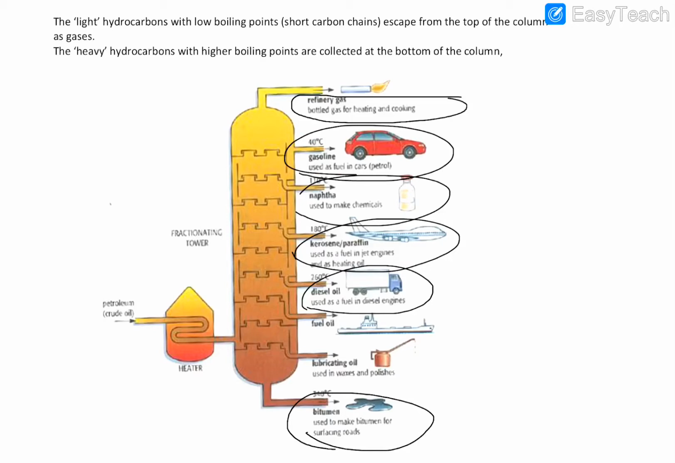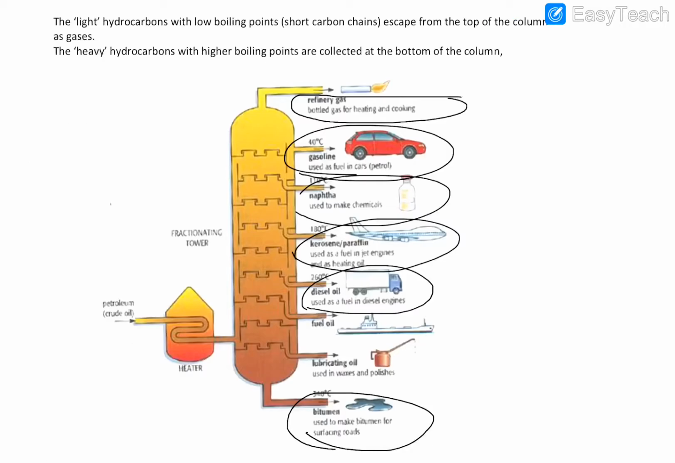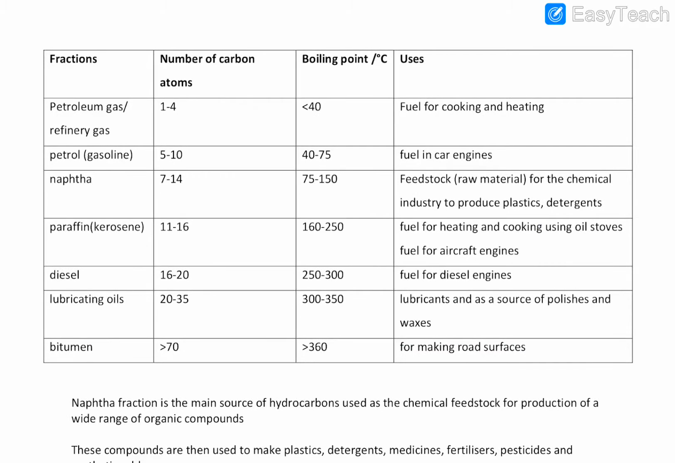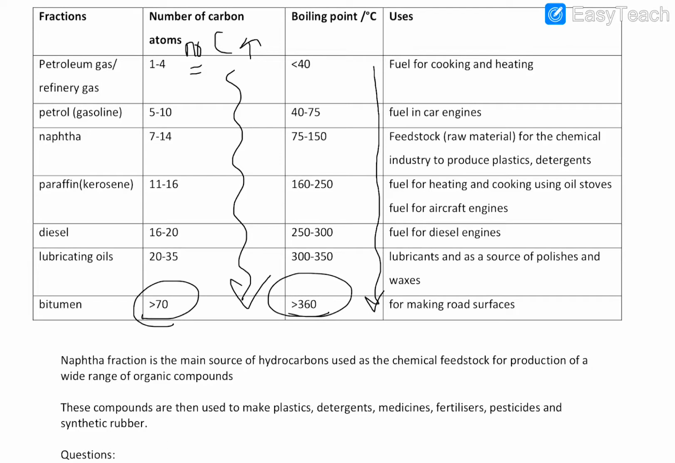Make sure you have this, and this shows you the number of carbon atoms in each of them. Petroleum gas is a very light gas, the lightest gas. This is why it's collected at the top. And you have the uses of each one of them. Make sure you know these uses. They are usually assessed. And you see, as they get heavier, as the number of carbons increases, the boiling point also increases. So high number of carbon, high boiling point, right?